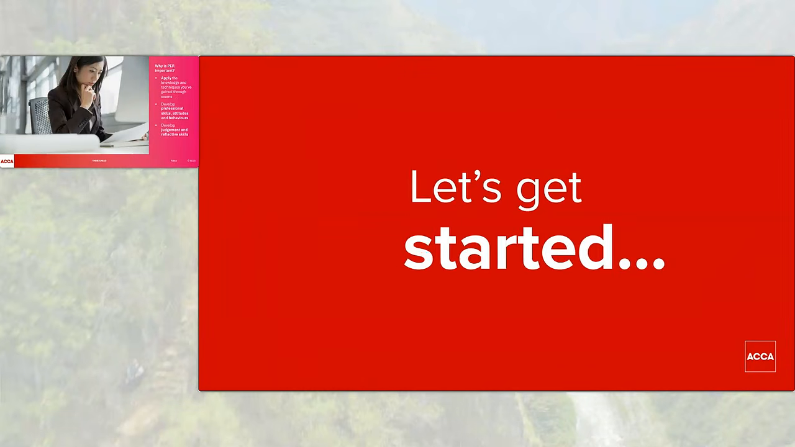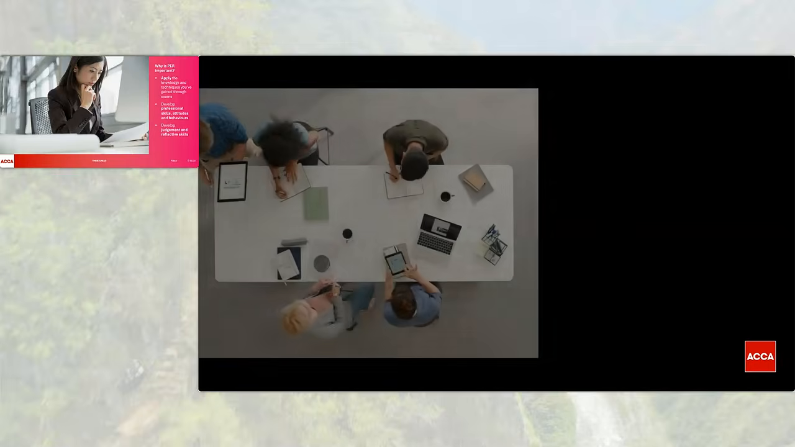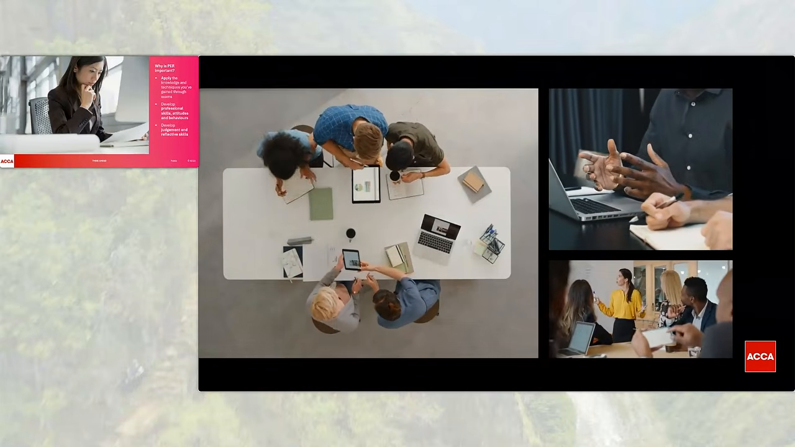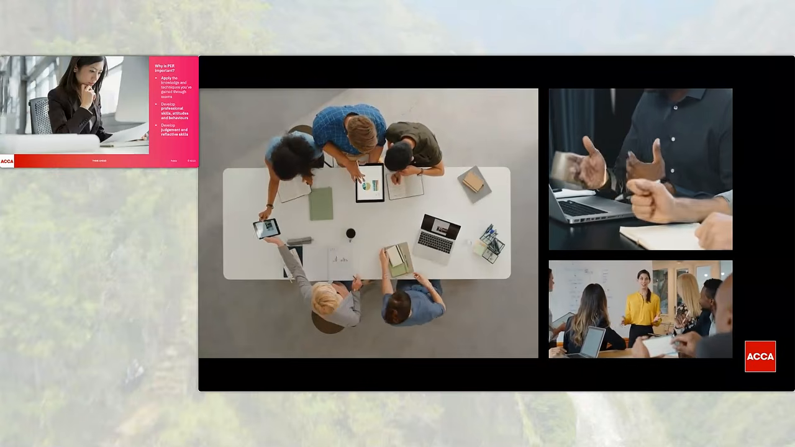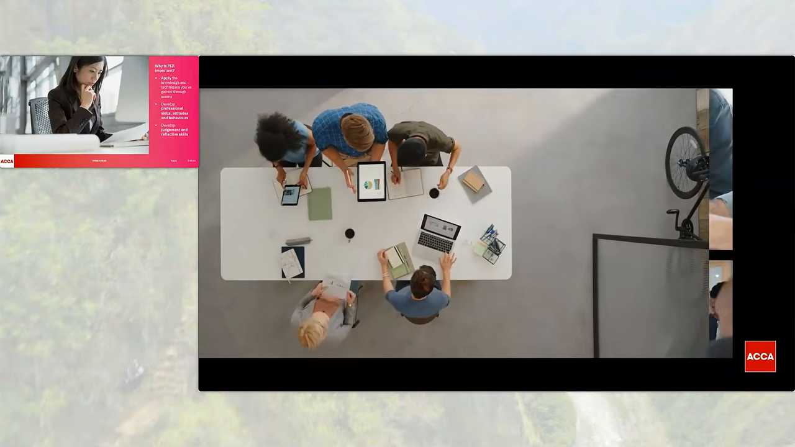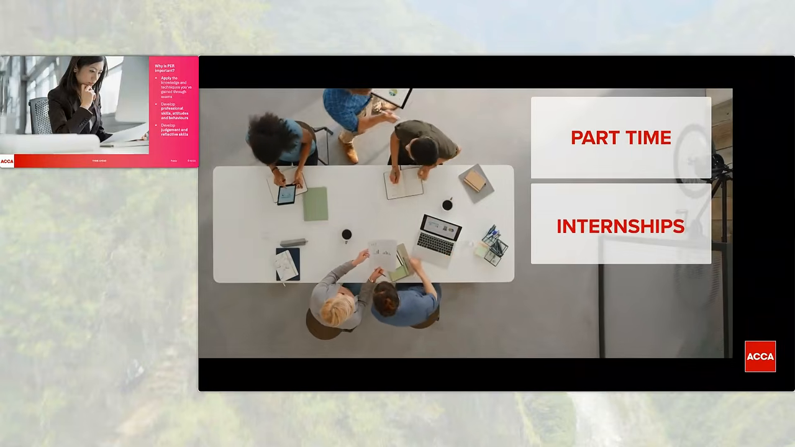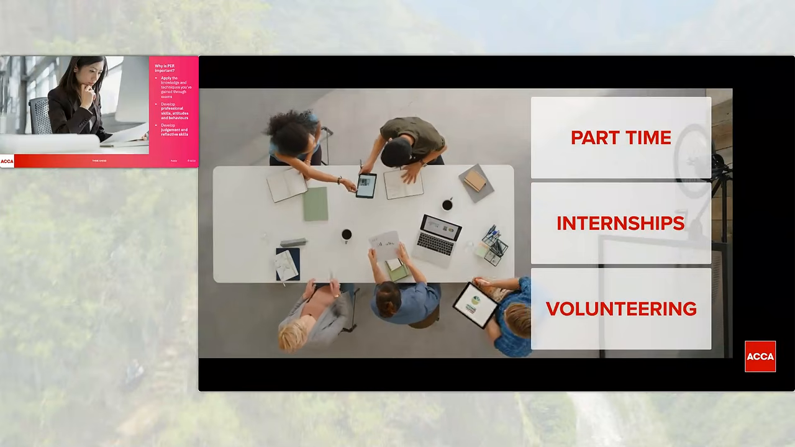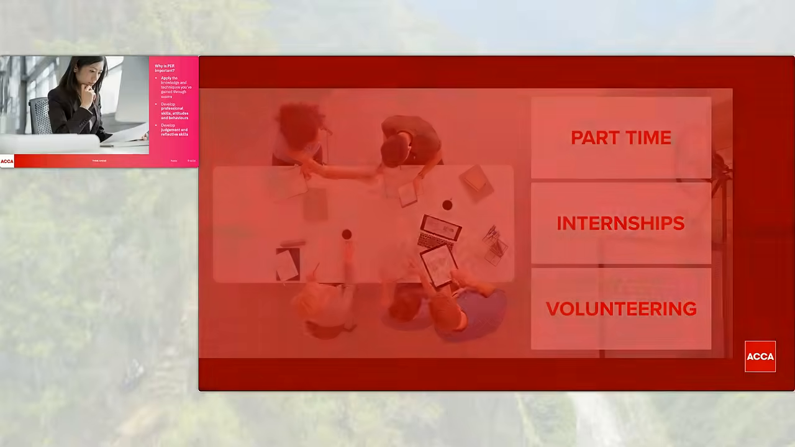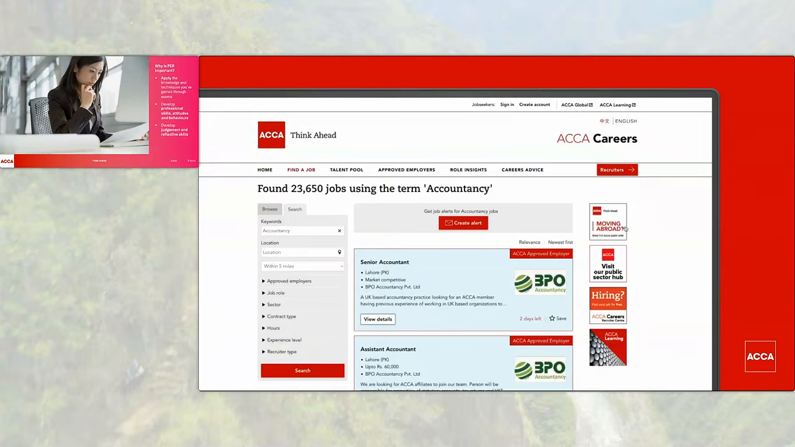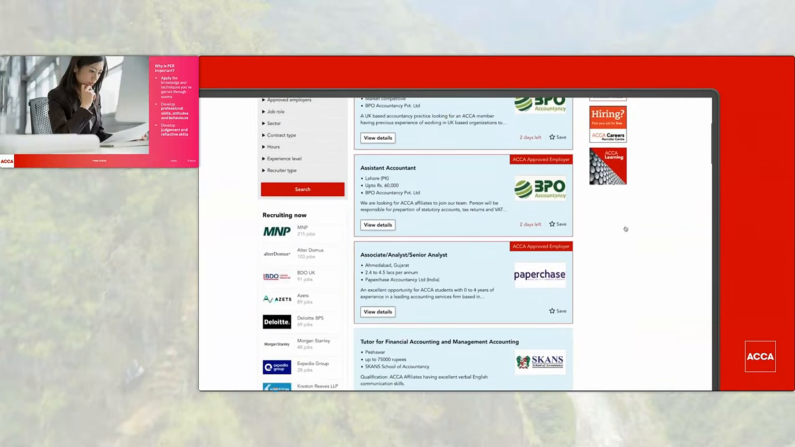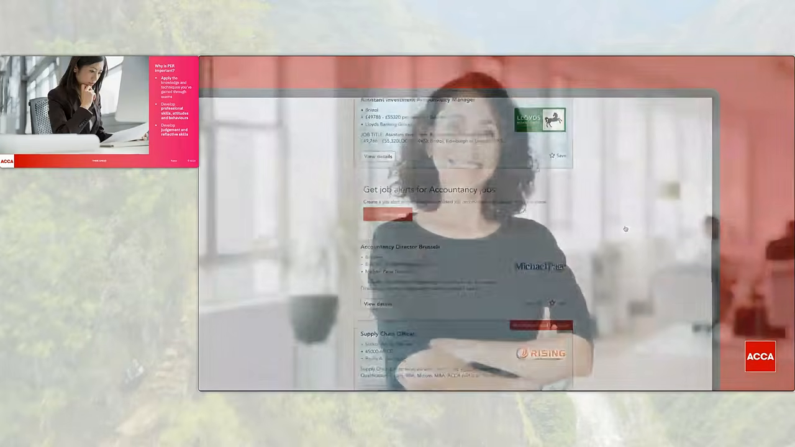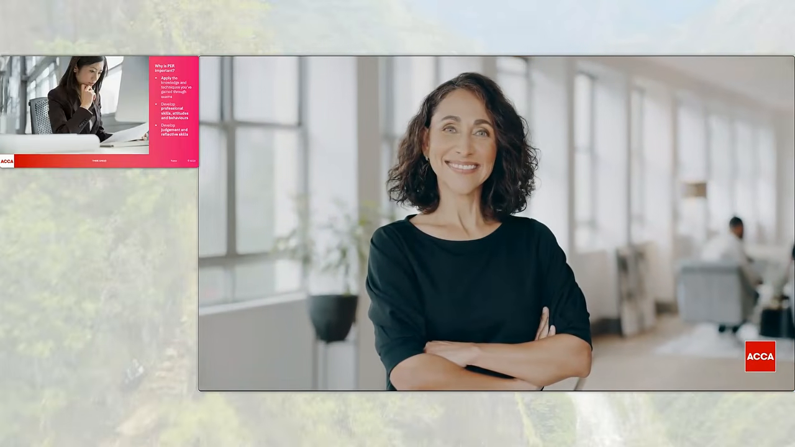So, let's get started. Your practical experience requirement needs to be achieved in a supervised, relevant role where you spend time on accounting and finance tasks. Part-time work, internships, and volunteering all count, and you don't have to complete all your experience with the same employer. If you're not in a relevant role, you can find one on ACCA Careers, where you'll see more than 20,000 global vacancies. And once you're in a relevant role, you need to find a supervisor.